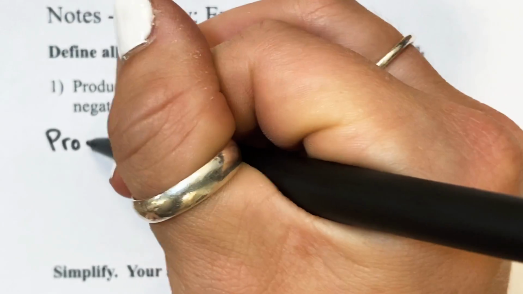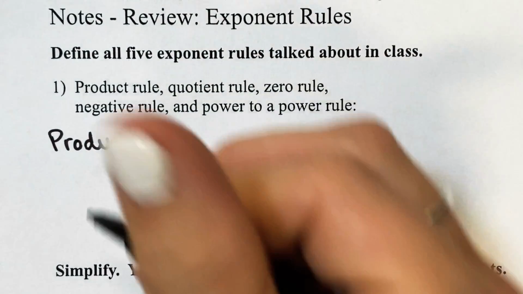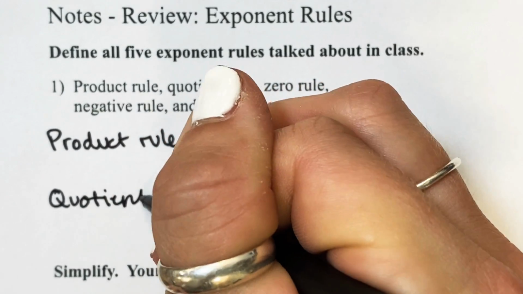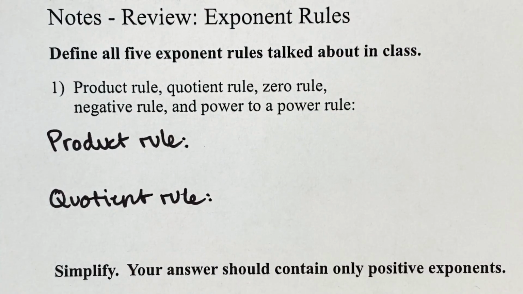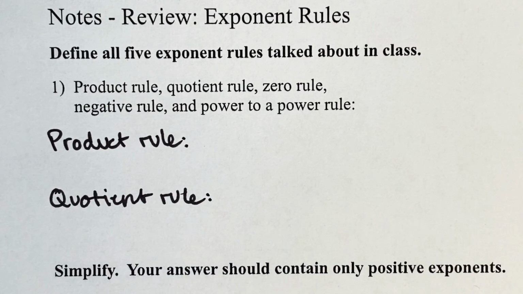So first one is our product rule. Then we're gonna have our quotient rule. Okay, beautiful. Sorry, I was just thinking really quick. Never mind. Okay, so let's define these really quick. We'll define the rest in a second.